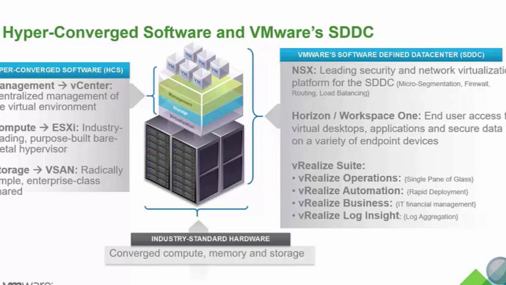So in VMware, I'm going to level set a little bit here. When VMware talks about hyper-converged software, what we're really talking about is step number one. Step number one is centralized management. We have compute, and then we have storage. That is hyper-converged software to us. That's hyper-converged software to the business. And for VMware specifically, we're talking Virtual Center, we're talking our ESXi hypervisor, and we're talking our virtual SAN storage technology.